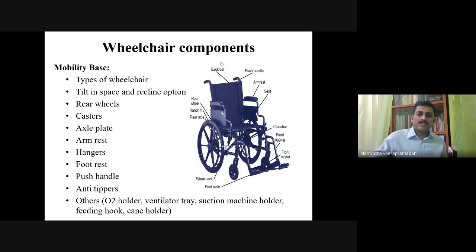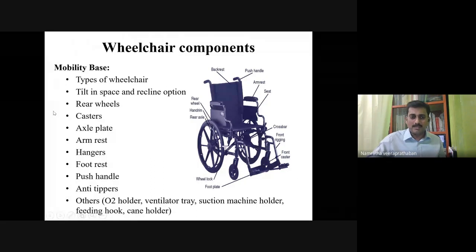Then come the rear wheels. You can see the picture here. We have different types of rear wheels, and the caster is a smaller wheel in front, and we have an axle plate where the rear wheel gets attached to the wheelchair, and we have armrests, and hangers, and a footrest down here, and a push handle and anti-tippers just behind the wheelchair for safety, and other accessories like oxygen concentrator, ventilator tray, suction machine holder, feeding hook, cane holder. All these options come under mobility base.